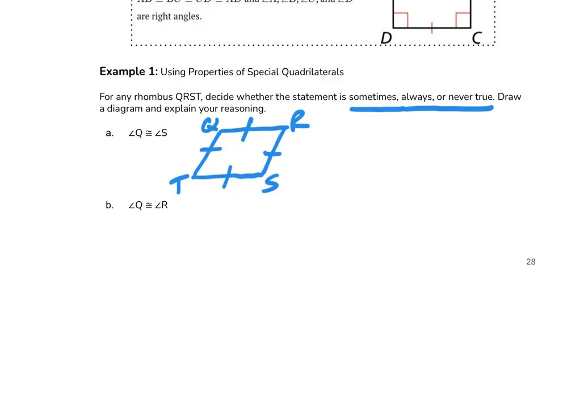Okay? Because this has 4 congruent sides, what would we call this figure? It's a rhombus, and it tells me it's a rhombus, right? What do we know about a rhombus? What's the definition of a rhombus? 4 sides are congruent, and it's a parallelogram, right? So a rhombus is a parallelogram. Well, what do we know about the angles in a parallelogram? What do we know about these opposite angles?